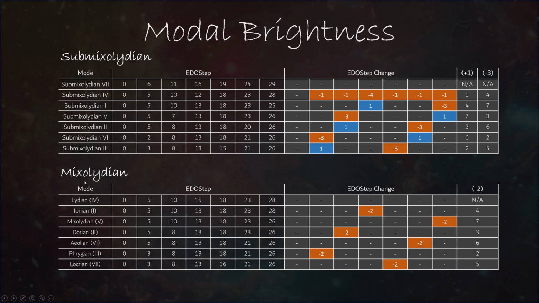So with the Mixolydian or the diatonic scale, you can see that only one note is changing with each move to the next mode. So from Lydian to Ionian, only the fourth has flattened, and it's flattened by 2. Then as we move from Ionian to Mixolydian, the seventh has flattened by 2, etc., etc.